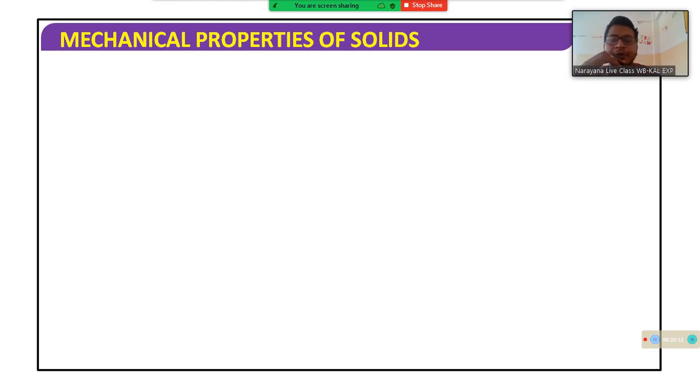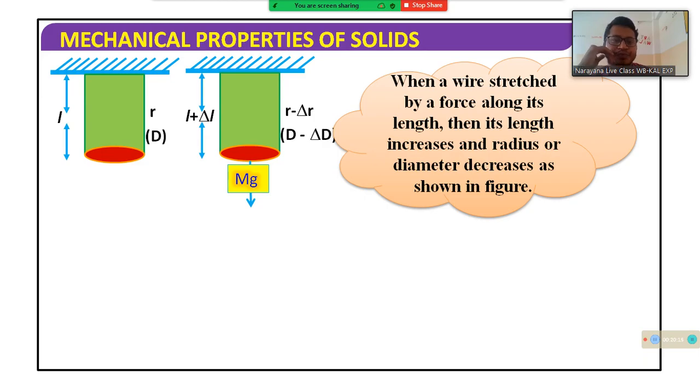Poisson ratio. What is Poisson ratio? Consider a wire. If a force is exerted on the lower portion of this body, that is, I am stressing this body, then the length of the object increases. Am I right? Yes, sir.